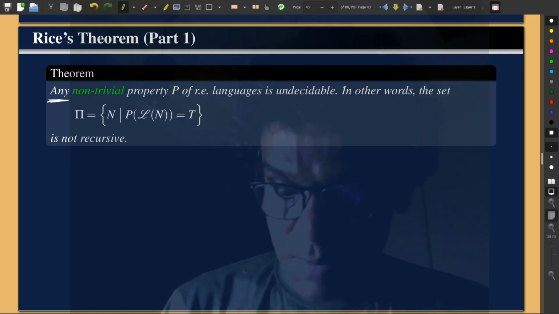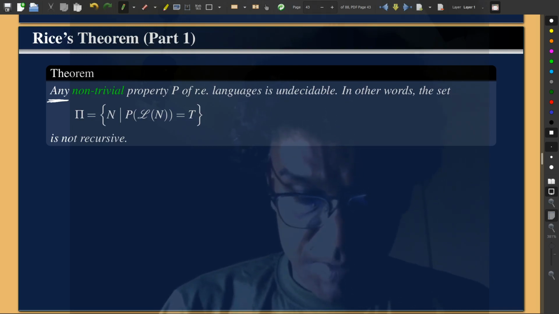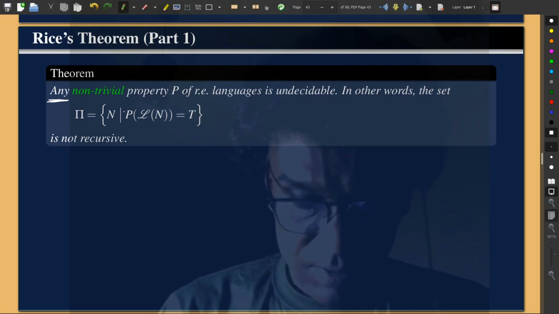What does it mean? This essentially means the set of all Turing machines n, or for that matter the set of the encodings of all Turing machines n, for which the language satisfies this property is not recursive. Okay. So this is a language, right? The encoding of all Turing machines whose languages do satisfy the property P. This is not a recursive language.